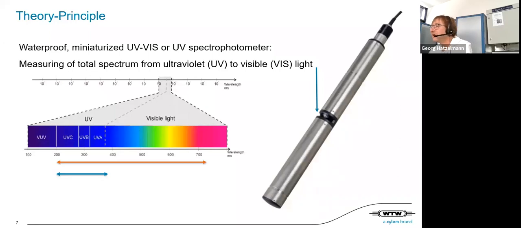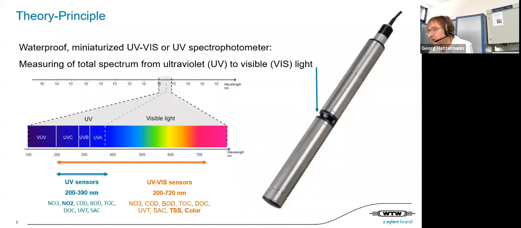Okay, what we have is a waterproof miniaturized UV-Vis or UV spectrometer. We have two different hardware versions. We can measure from 200 to 720 nanometers, and the other one is from 200 to 390 nanometers. The difference between the two is that the UV sensor can also detect NO2, and the UV-Vis sensor can detect TSS, total suspended solids, and color.